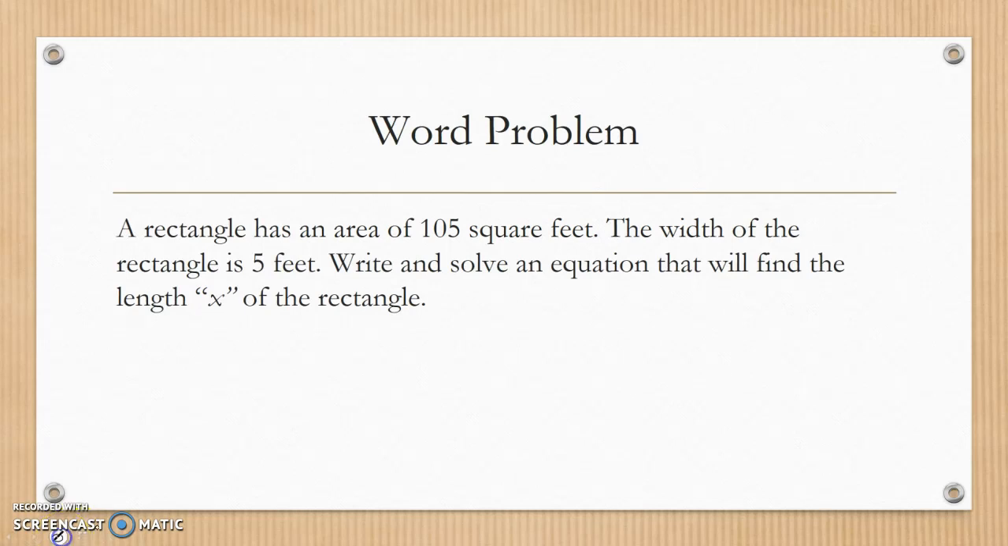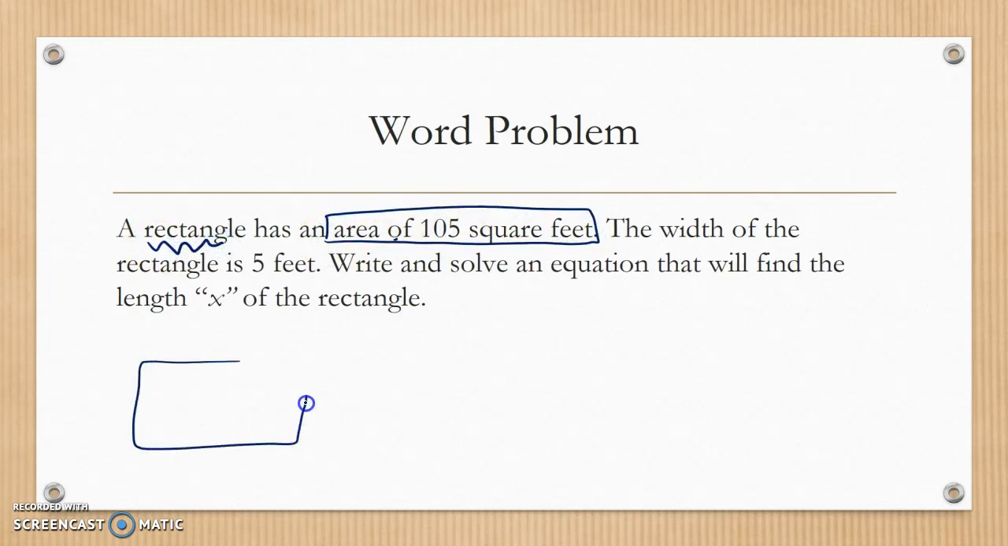So we're going to go back and reread the problem. It says the rectangle has an area of 105 square feet. If I see rectangle here, I'm going to draw a rectangle. And I know that the area is equal to 105 square feet. It says the width is 5 feet. So I'm going to label the width 5 feet here, and I'm going to do it on both sides.